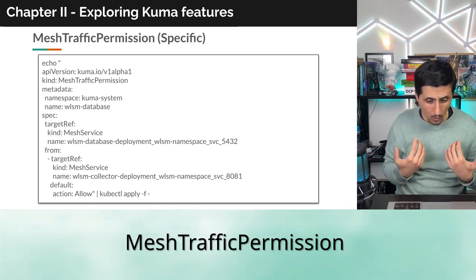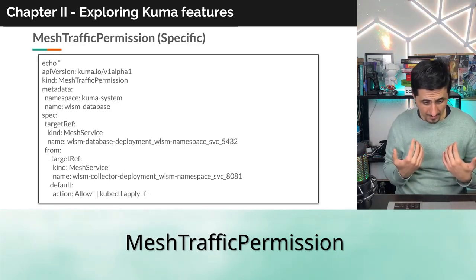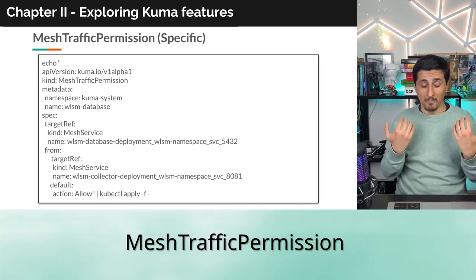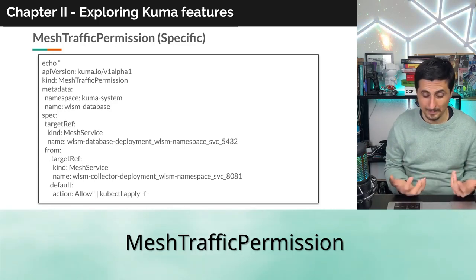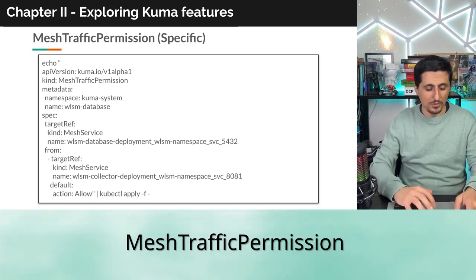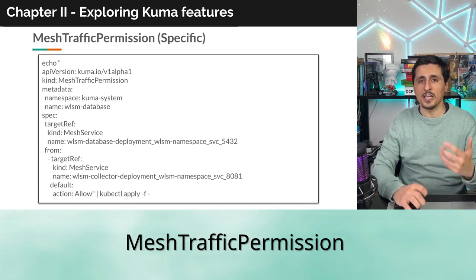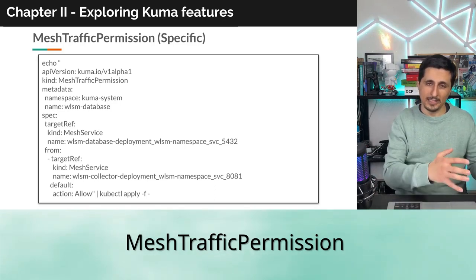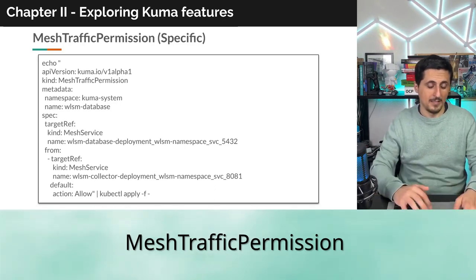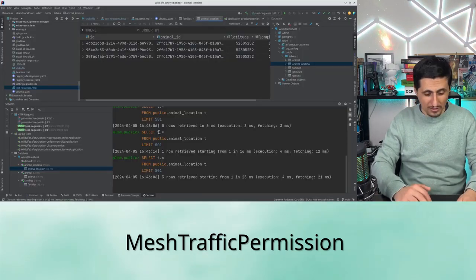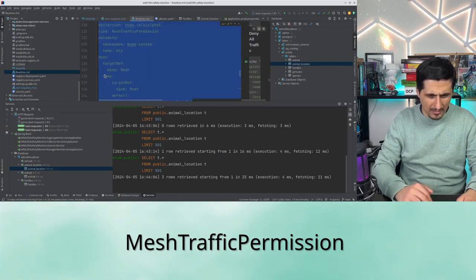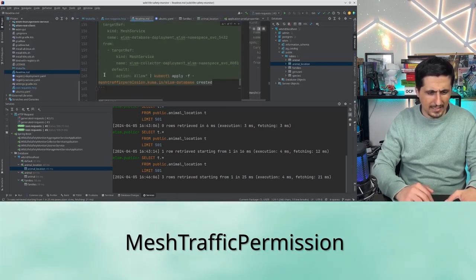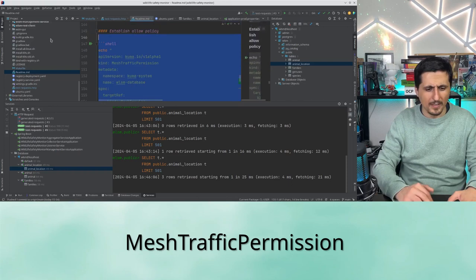I want to allow all the communications from my collector service to the database deployment. And what this will do is allow the communication from the collector to the database, but not from the listener. So let's try that. So let's go again to the README file. I have it right over here, the last one of these scripts for now.